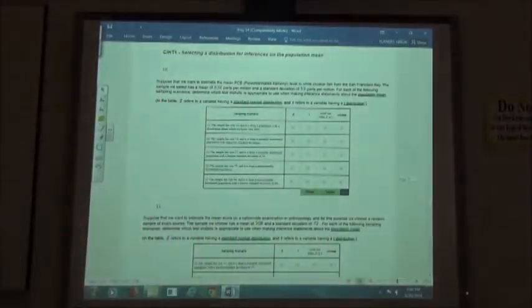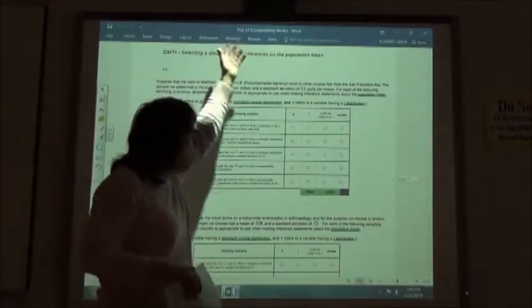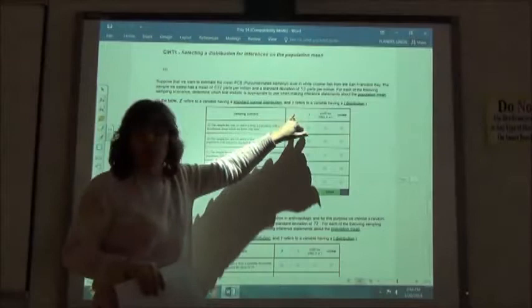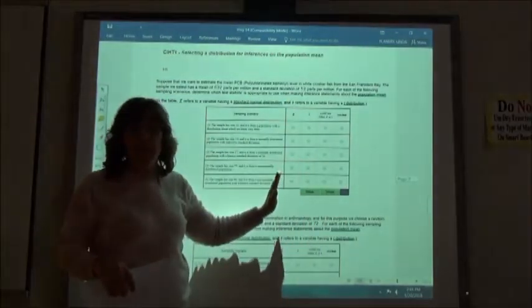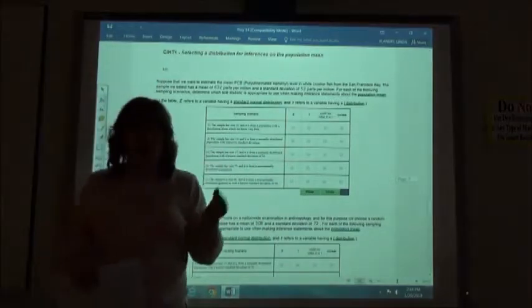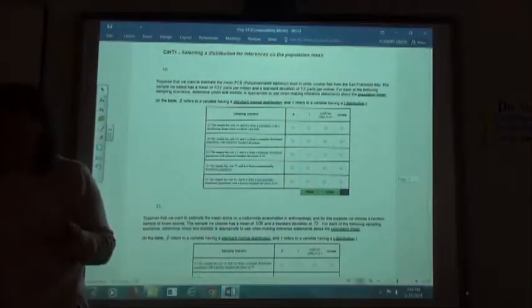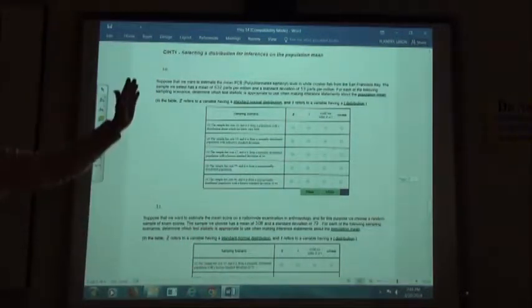10, 11, and 12. Now they want you to get used to picking out which one of those tables to use when I'm doing a word problem. Last time, way back 2 weeks ago, or whatever it was, the 27th, we did the Z, which was our standard distribution. If you know the standard deviation in a word problem, then you use the Z table.